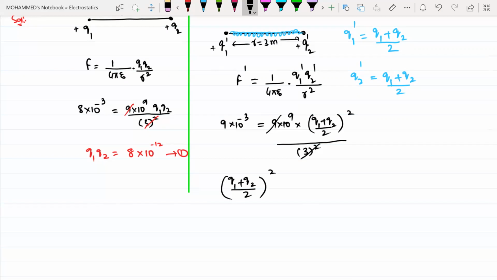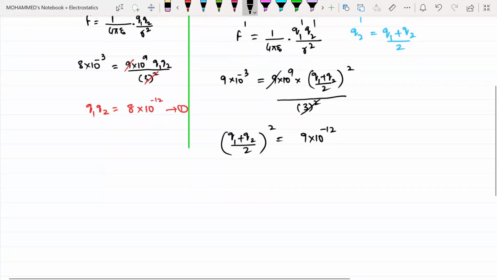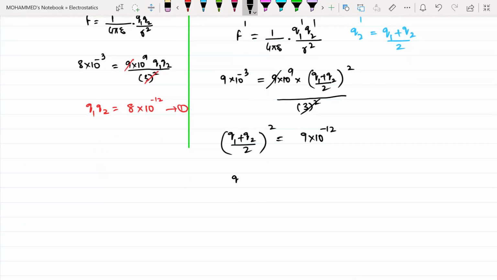I'll take the whole square here right now. This will be how much, beta? 9 into 10 to the power of minus 3, into this will come here, so it will go up, minus 9, minus 12. Now, what is the value of Q1 plus Q2 right now? (Q1 + Q2) whole square divided by 4 is equal to 9 into 10 to the power of minus 12. So if I take only Q1 plus Q2, that will be equal to how much, beta?